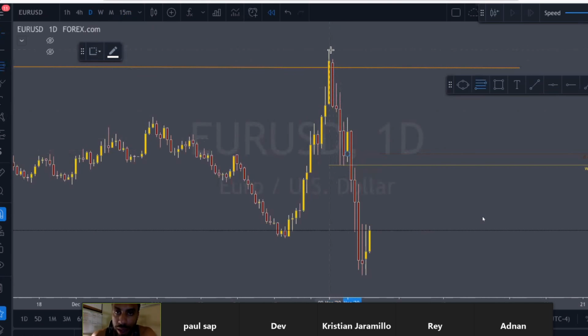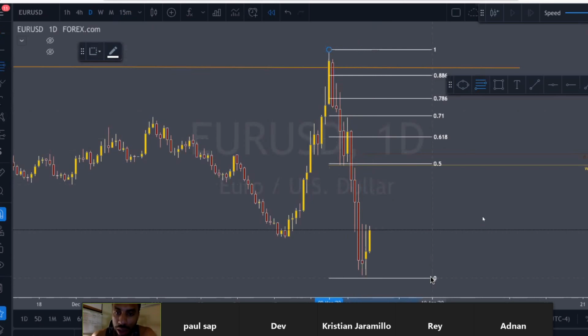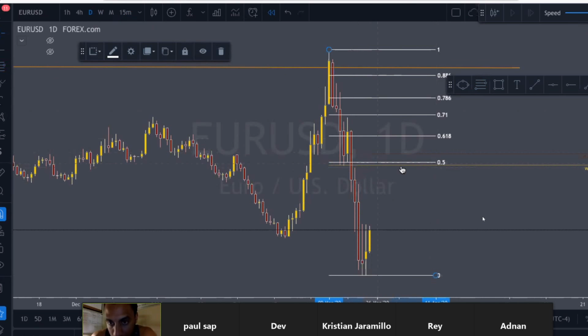So I go from the high to the low, and I'm looking to see how deep this retracement would be. I'm not going to sell unless it's expensive, and I'm not going to buy unless it's a discount. So it has to be at least 0.5, preferably between 61 and 78. This isn't a very deep retracement, but it's not a terrible trade for me to take.